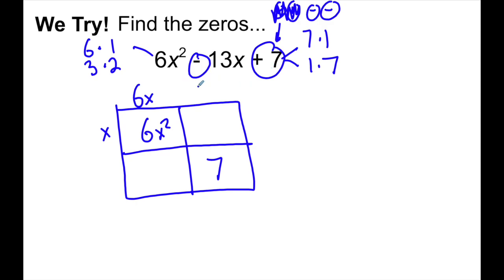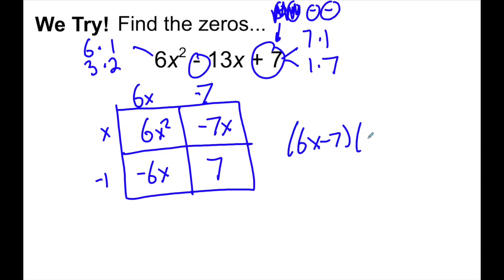So now, what if this was my negative 7 and this was my negative 1? So I get negative 6x, negative 7x, and negative 6x plus negative 7x is negative 13x. Perfect. So I'm done. So what I get is 6x minus 7, x minus 1. Okay, we've gotten a lot of negatives here. Don't always expect this to be negative. Sometimes you're going to get a negative c value, and then remember that means one of your numbers is positive and your other is negative. So it's going to present its own challenges.